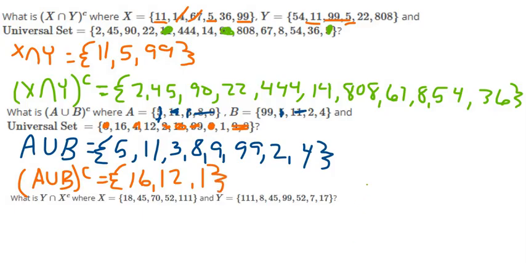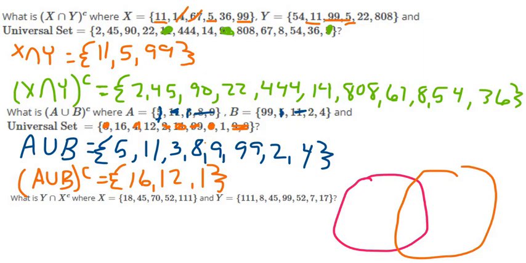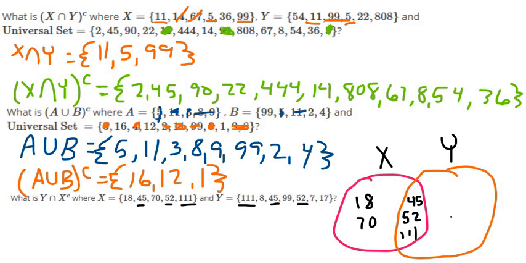And for this last one, it may be helpful to sketch out a Venn diagram. And you can do these for all of them, and it may make it a little bit easier to visualize. So this is my x, and this is my y, and the intersection will be where the numbers are both in common. And if we look closely, they both have a 45, a 52, and 111. So I'm going to write them in there. The numbers that are only in x are 18 and 70. And the numbers that are only in y would be 8, 99, 7, and 17.